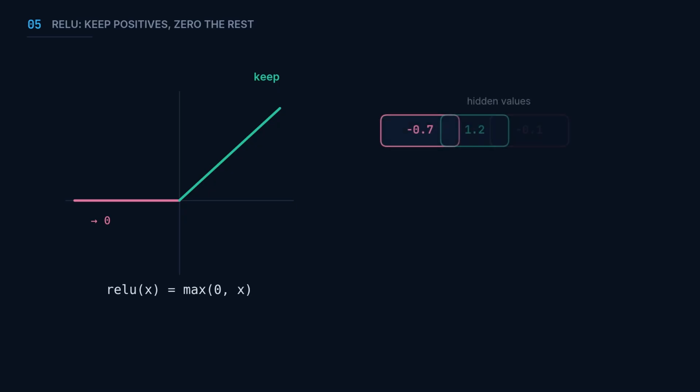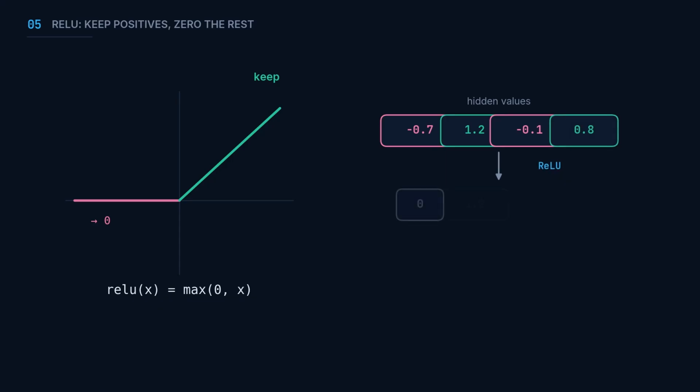Between the layers sits a function with an intimidating name, ReLU, the rectified linear unit. The rule is almost embarrassingly simple. If a number is positive, keep it. If it's negative, replace it with 0. So the hidden values, negative 0.7, 1.2, negative 0.1, 0.8, become 0, 1.2, 0, 0.8. Some neurons go silent, others stay active.